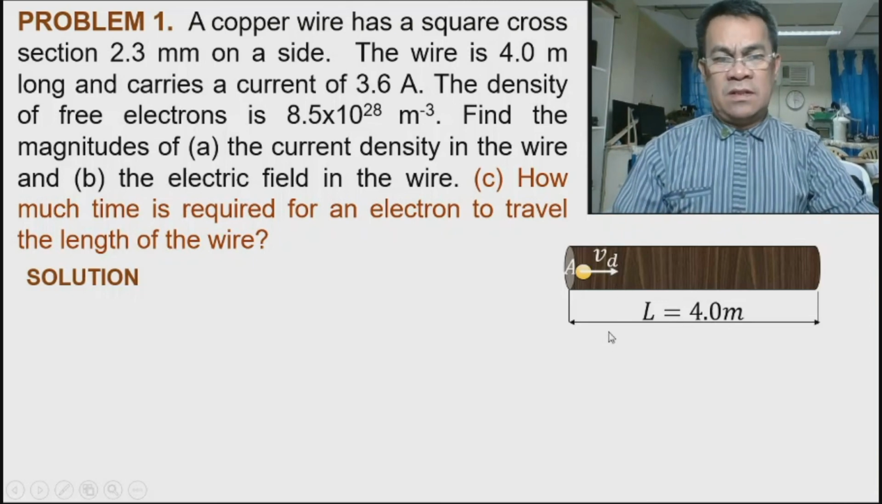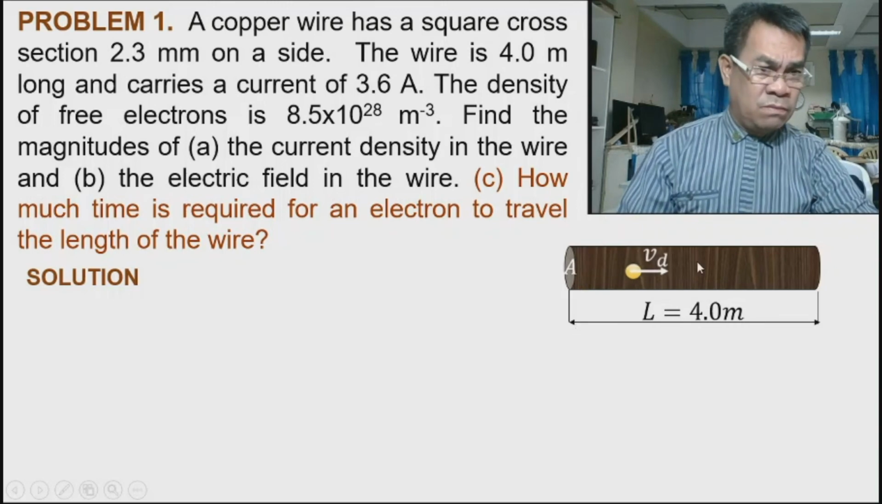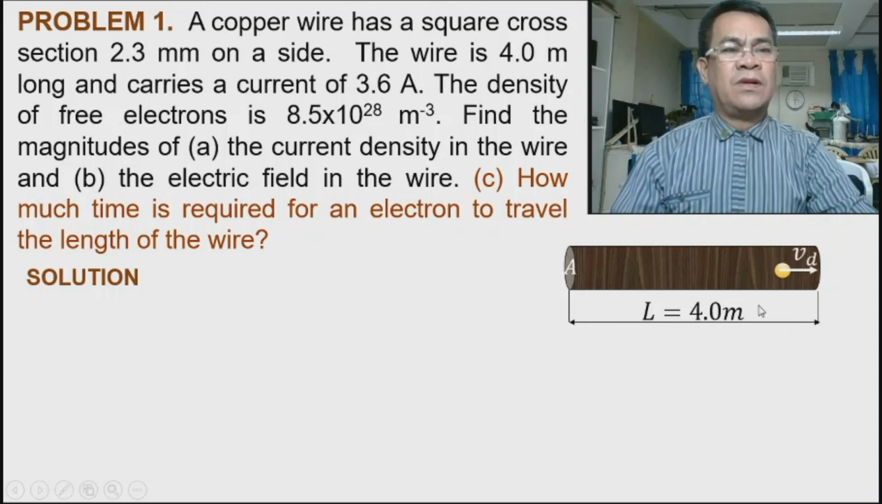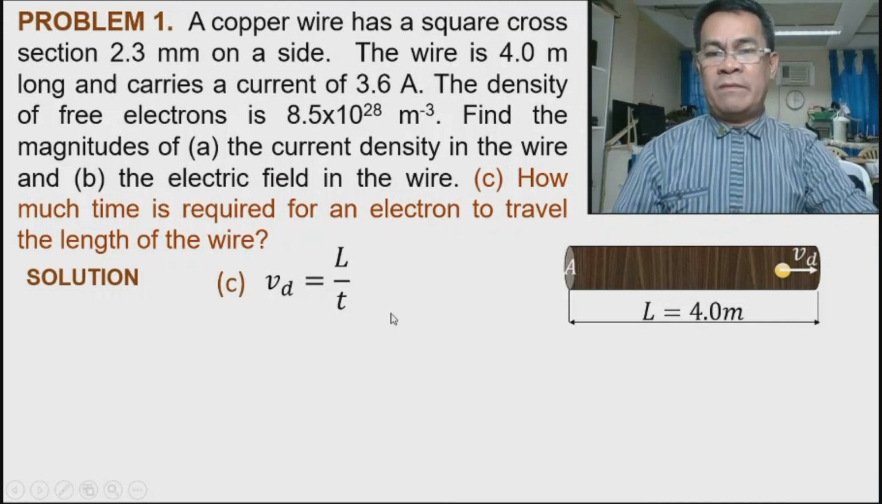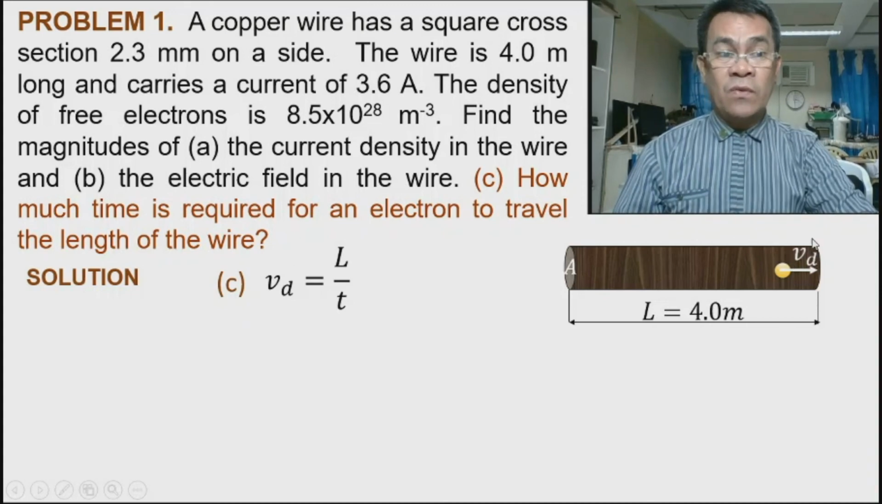Okay, so therefore, if it starts from this point, then it will move until the end point. So, how much time? What is t? To answer, you have to use the formula in mechanics that velocity is the displacement over time. Our displacement is L, our time is the required time, and velocity is the drift velocity. Remember in our previous video, we can calculate the drift velocity.